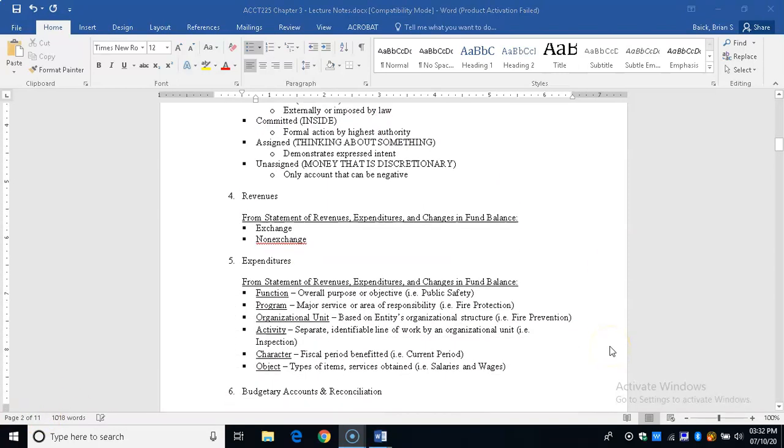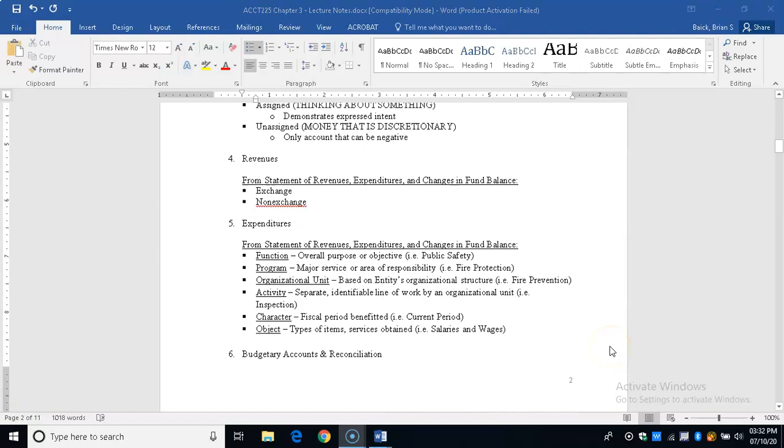Okay, next, let's talk about governmental fund revenue. Okay, so for governmental funds, you can have two types of revenue, exchange or non-exchange. Now, exchange revenue means that you have some type of reciprocal transaction. That means that the government receives money and provides you with a product or service.